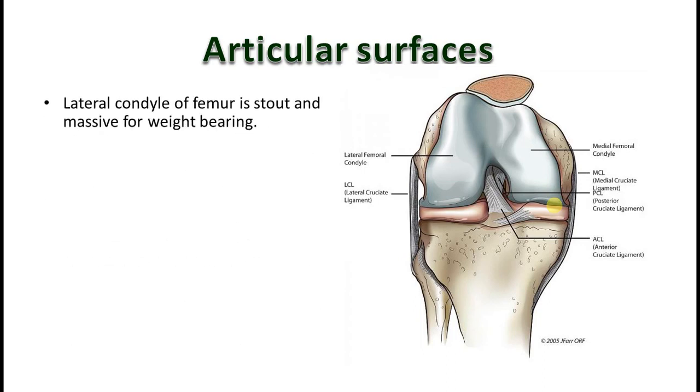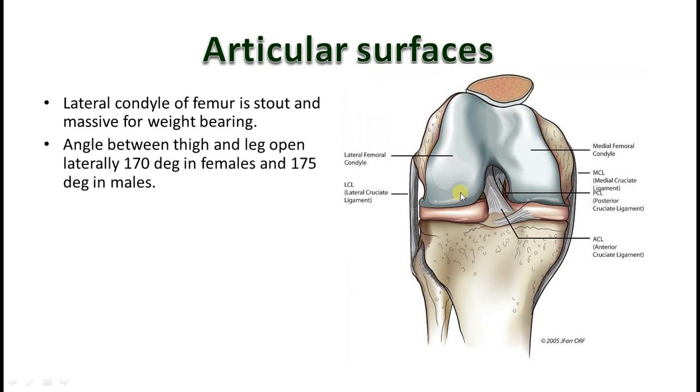Next you are able to see, as I told you, the lateral condyle, which I have described in my last slide itself. It is stout and massive for weight bearing. Now if you look at the transverse orientation of these two condyles along a transverse line, the tibial condyles are also lying on a horizontal line.